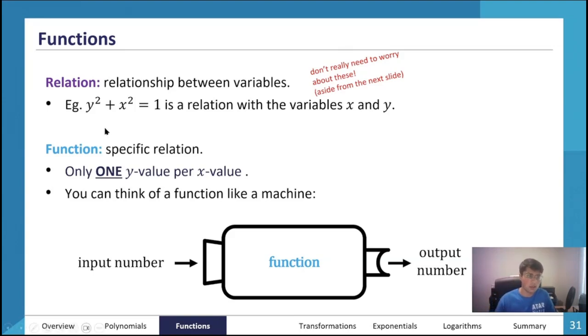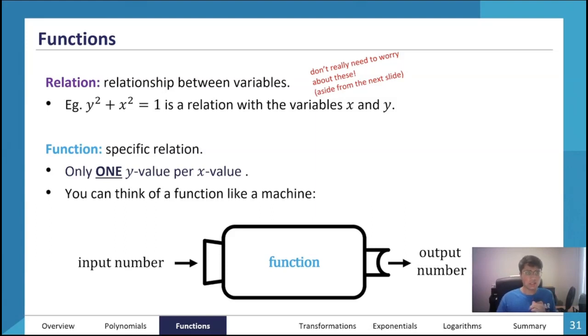In this case, we have an example. This is the rule y squared plus x squared equals 1. It's a relation with the variables x and y, and it connects them in some particular way. There's a relationship between them. Now, aside from what we see in the next slide, you don't really have to worry about relations. Just know that from this slide, you want to take away the fact that a relation can take one x value to more than one y value. And again, we'll look in the next slide to figure out more about how that works.